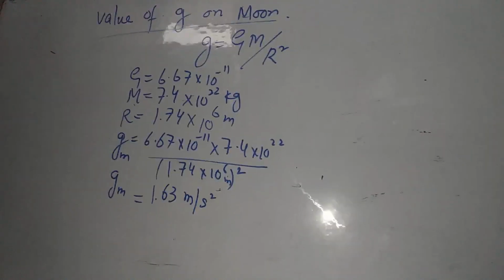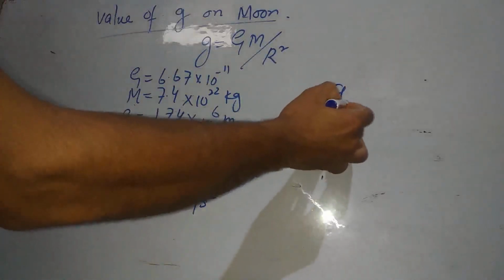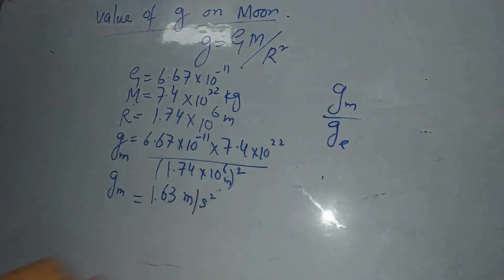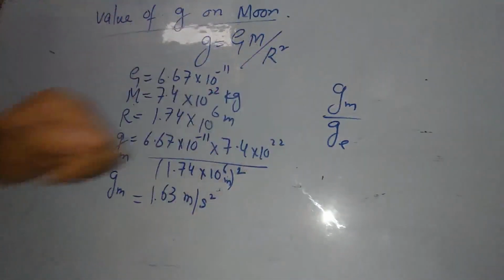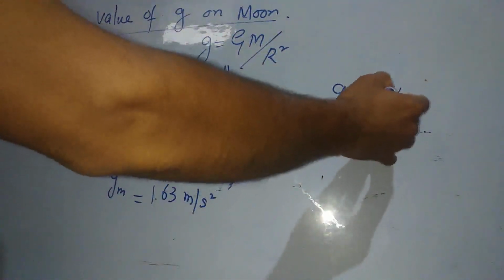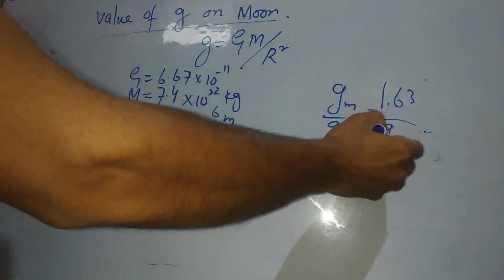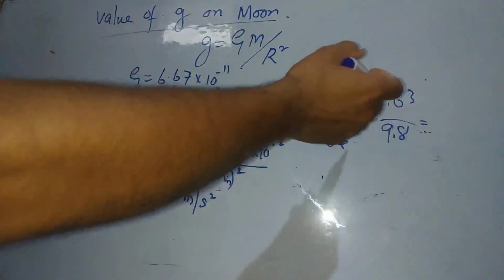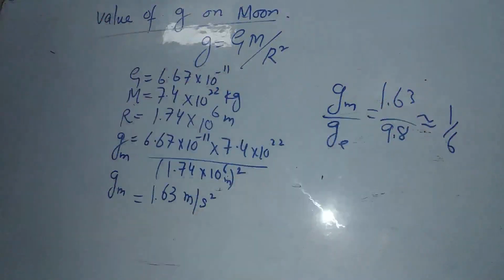If we talk about the ratio of g on Earth and moon, we can also write the ratio. Okay, so this is the ratio gm divided by ge. This is the ratio of acceleration due to gravity on moon and acceleration due to gravity on Earth. So we can write it as equal to 1.63. gm is 1.63 and ge is 9.8. Okay, so when you calculate this, you will approximately get 1/6.